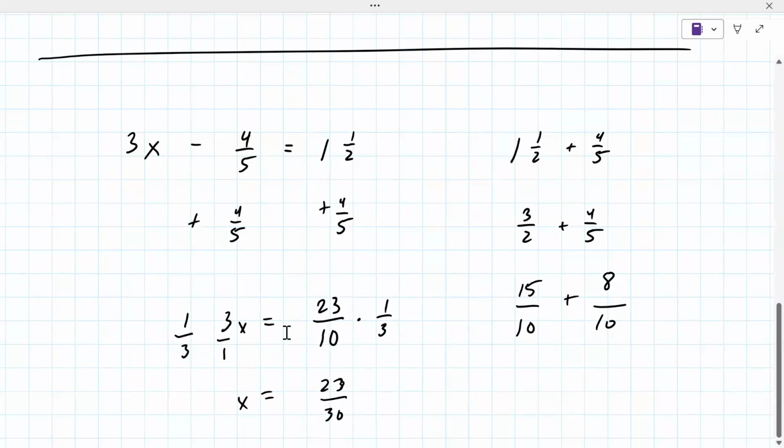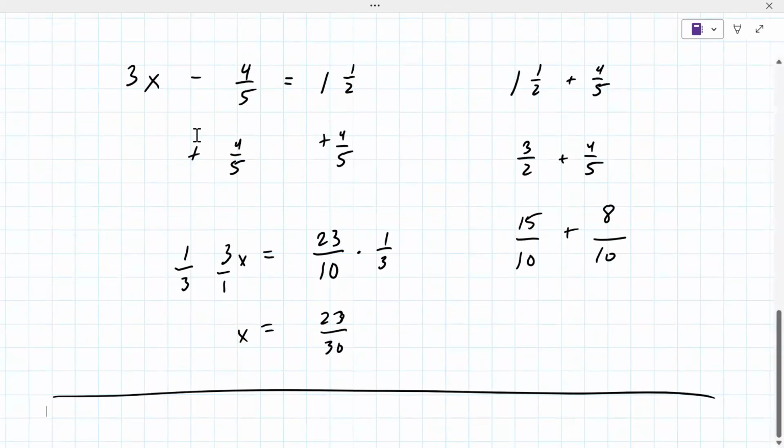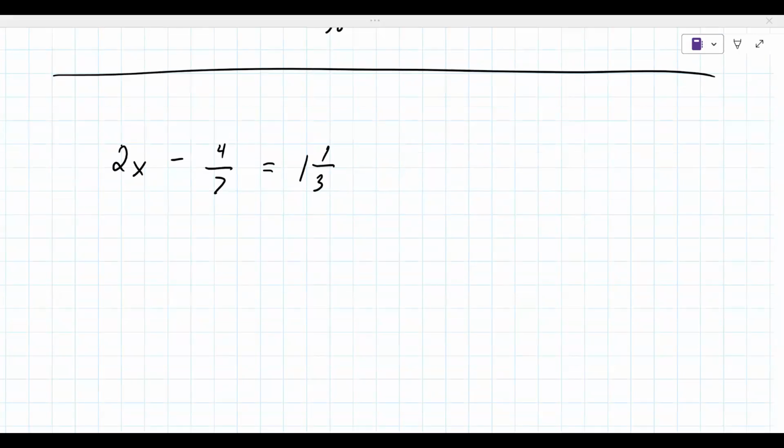Does this make sense? Can I give you a problem like this to try? Yeah. All right, so let's go: 2x minus 4/7 equals 1 and 1/3. This one's a little bit more difficult than the last one, but give that a try, please. I'll have the answer available whenever you're ready for it.